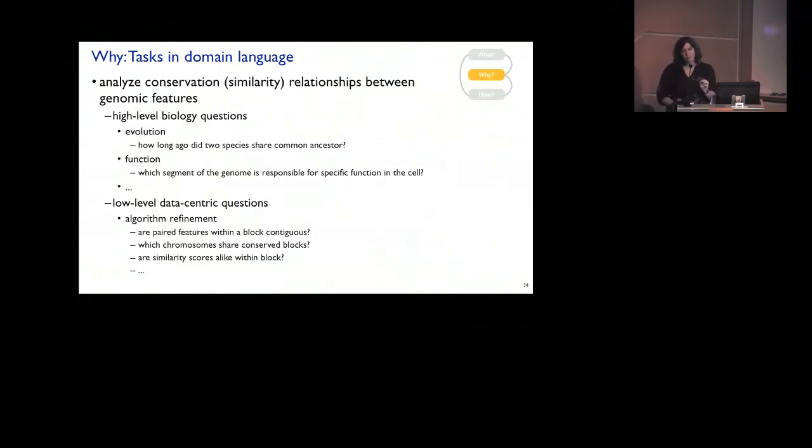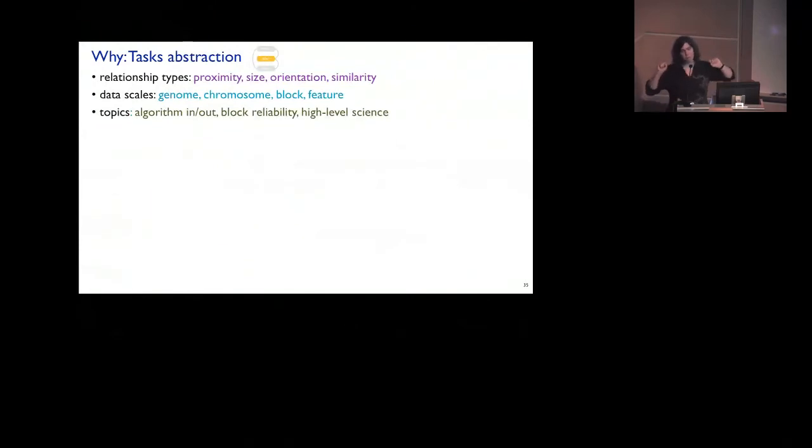So a lot of this came down to algorithmic questions like, are the paired features within a block actually contiguous, and which chromosomes share these conserved blocks, and are the similarity scores alike? So much lower level questions, and we wanted to build a tool that could address both of these. So putting on our visualization abstraction hats, we said, can we think about what is the common denominator of these biological questions that people are asking?